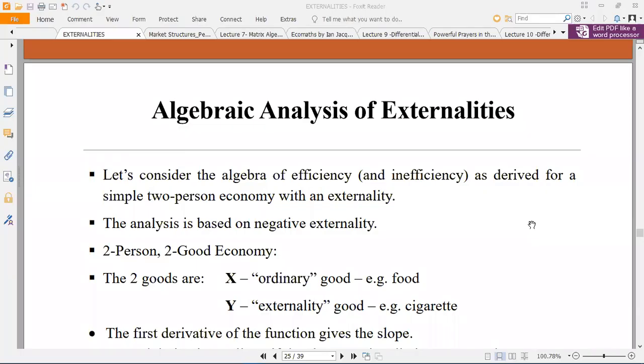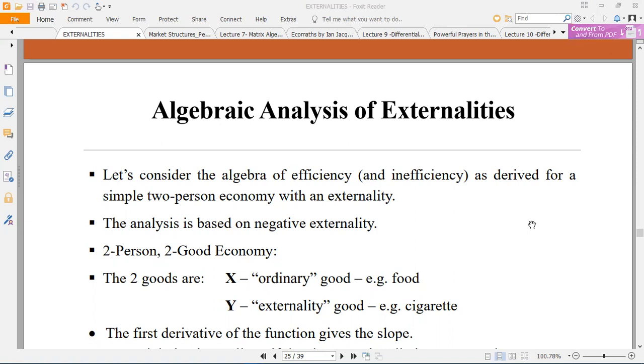All right, so today we are looking at the algebraic analysis of externalities. The last time we met, we looked at the nature of externalities, and we said that we have externalities when the production or the consumption of a particular good has an effect on a third party, when a particular economic agent is engaged in an economic activity and there's an effect on another economic agent where the market doesn't actually consider that effect. Those are externalities.